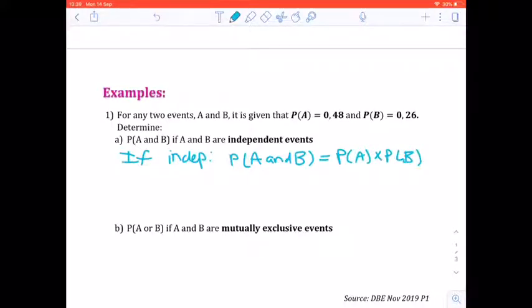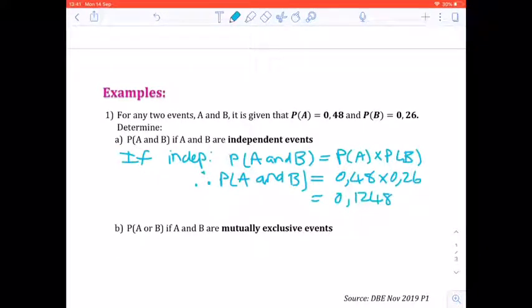If the events are independent, the probability of A times the probability of B will equal the probability of A and B. So therefore, the probability of A and B is equal to our two probabilities multiplied together. So 0.48 times 0.26, which is equal to 0.1248. So this is one of those questions where they're saying if it was independent, what would it be?